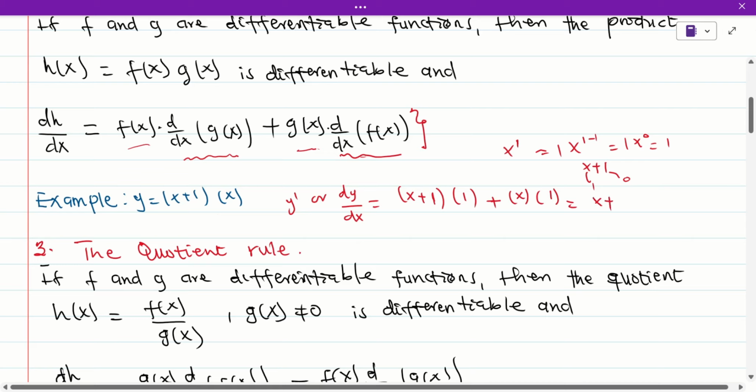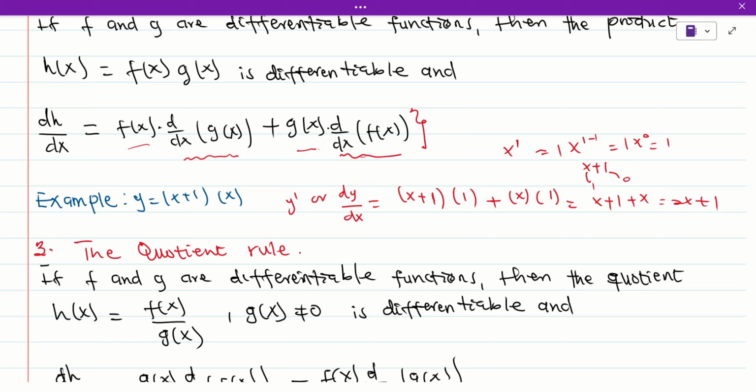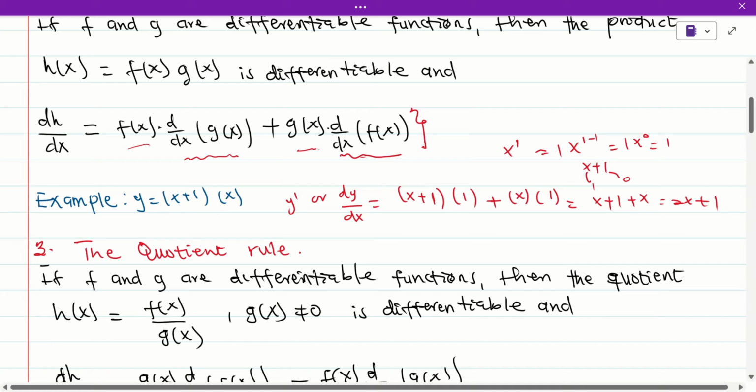So x multiplied by 1. So at the end, you're going to get y prime to be x plus 1 multiplied by 1, which is the same as x plus 1, then plus x, which is 2x plus 1. You get it? Okay. So the next rule is the quotient rule.